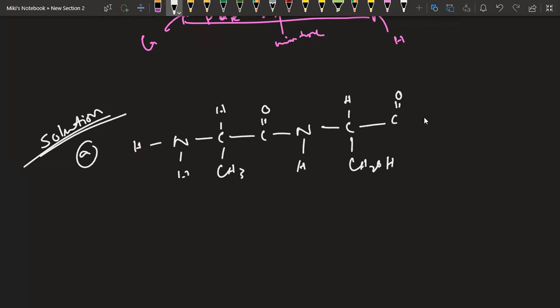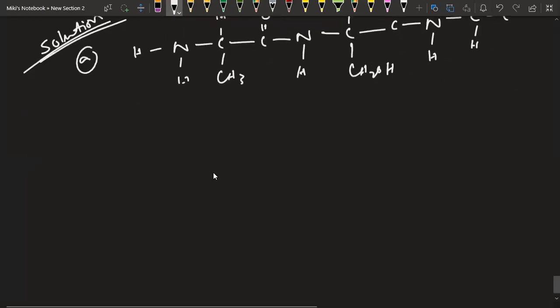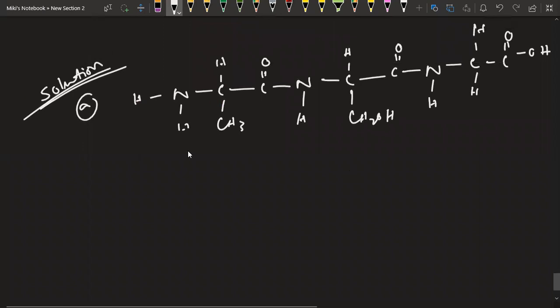Yes, carboxylic acid. Then we have finally the glycine part, where the amine is present here. The C with simple H's, H will be there. This is the R group. Finally, we have this carboxylic acid. Okay. So this is the structure of the tripeptide of alanine, serine, and glycine. Now, based on this structure, let's count how many carbon, nitrogen, oxygen, and hydrogen atoms there are.